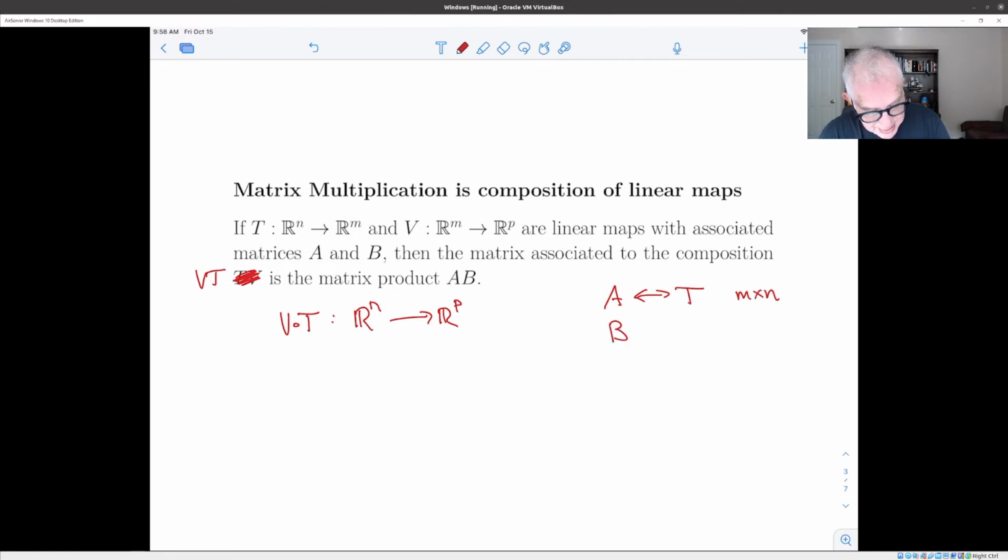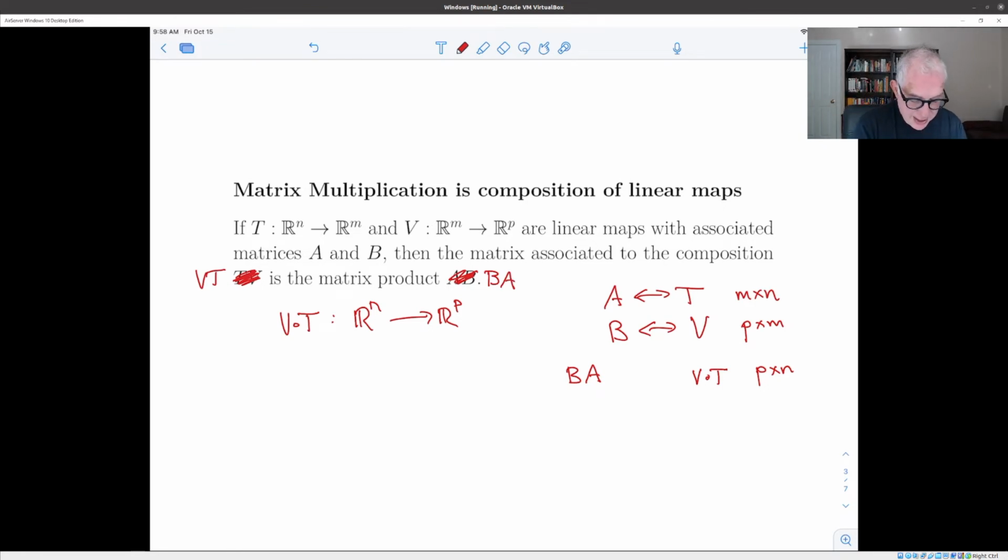And B is the matrix associated to V, and it's going to be a P by M matrix. And I guess the great thing, or the reason matrix multiplication is defined in the way it is, is because then you should have a matrix associated to V composed with T. That should be a P by N matrix. And in fact, if you take B times A, you're going to get a P by N matrix. And notice that B corresponds here to V, and A corresponds here to T.